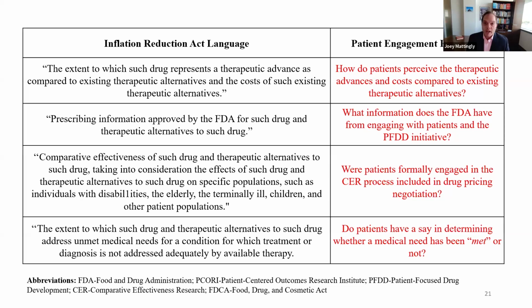One of the things that I've highlighted, when you look at the actual law itself, my question to the group to think about is, how can patient engagement be relevant to what CMS is working on based on what Congress wrote in the law? So when we talk about therapeutic advantages of existing therapies and therapeutic alternatives, my question would be, well, how do patients perceive a new advance or a new cost compared to what they currently have? Because some drug companies may say, oh, for this drug, we want to compare it directly to the same class of drugs, right?